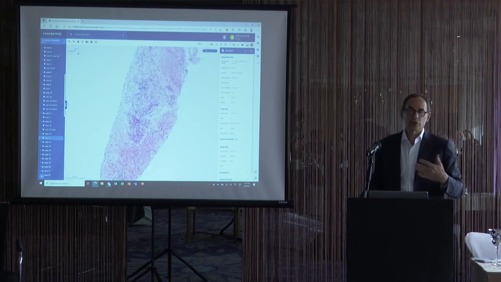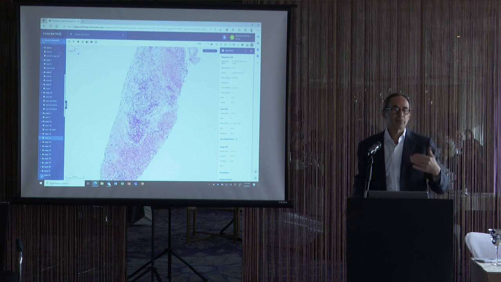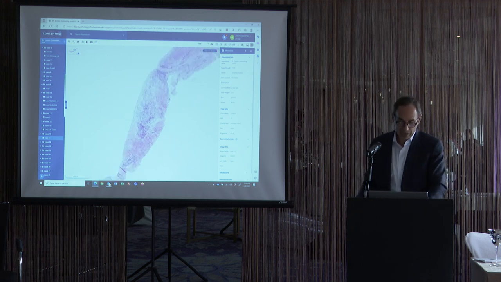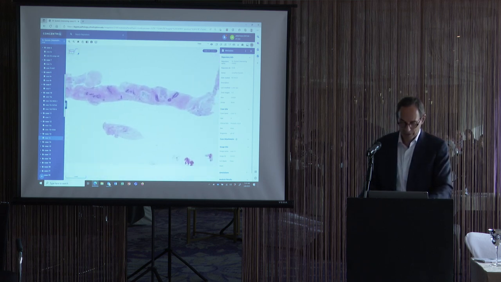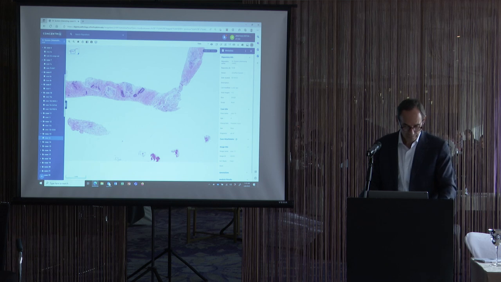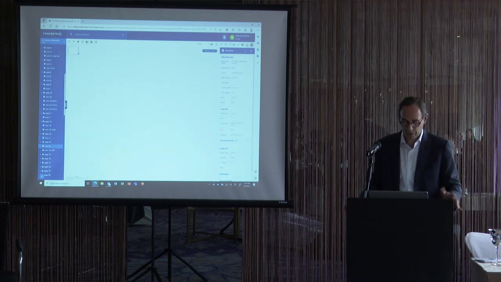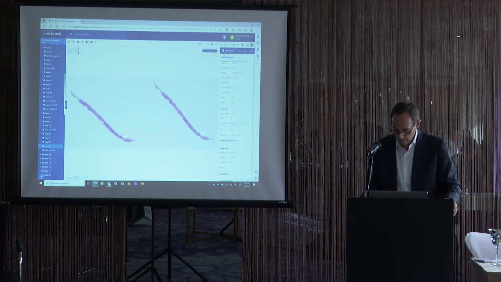So this is somebody with neurofibromatosis, and these are plexiform neurofibromas in the prostate. The only case I've ever seen. But they wanted to rule out a malignant peripheral nerve sheath tumor in this individual. And S100 positive, as you would expect.